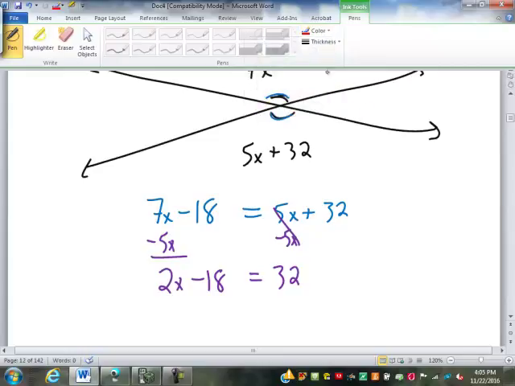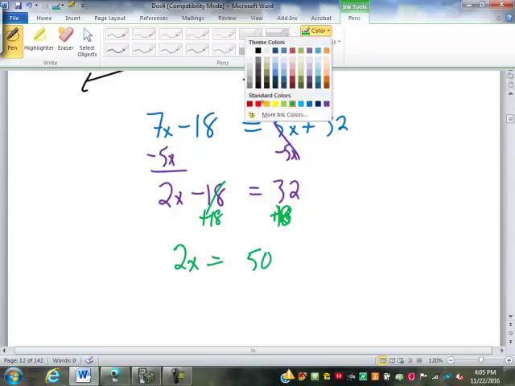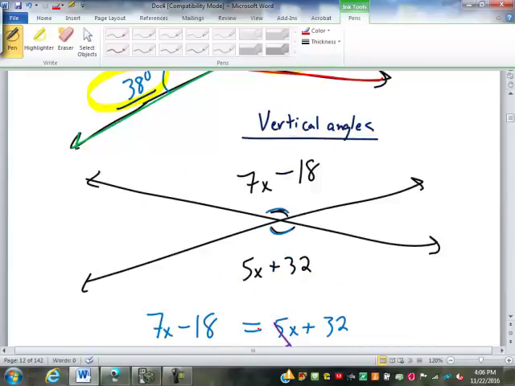What would we do next? Add 18. Make that look like an 18 maybe. 2x equals 50, and then divide by 2. X equals 25. So now we have to go back up and substitute in here.